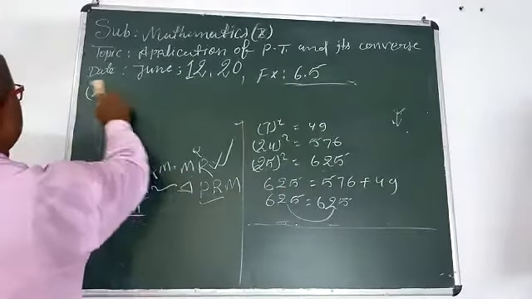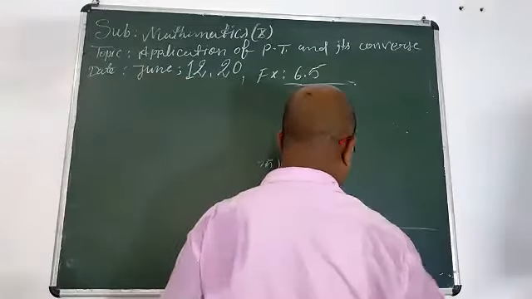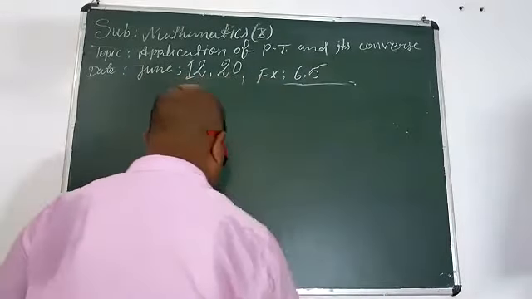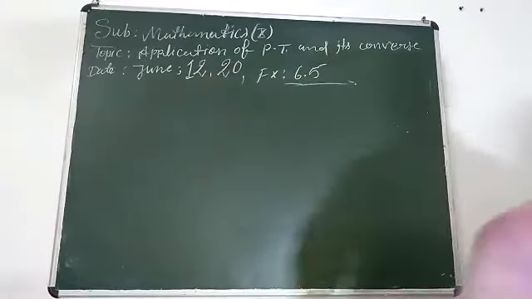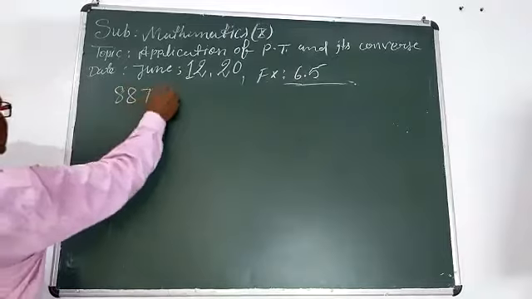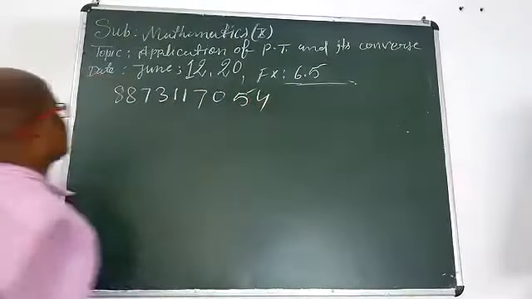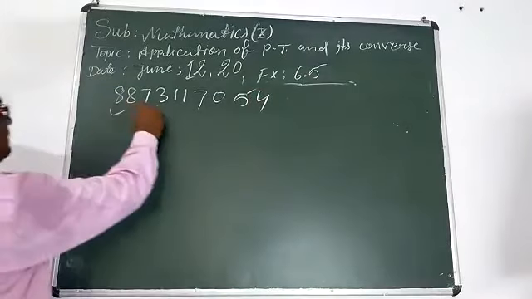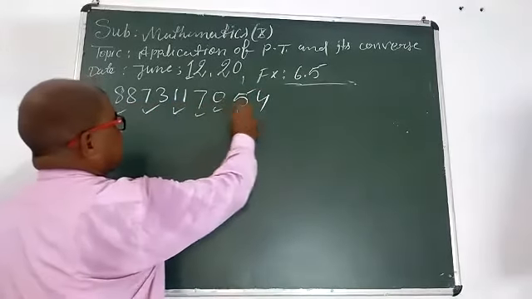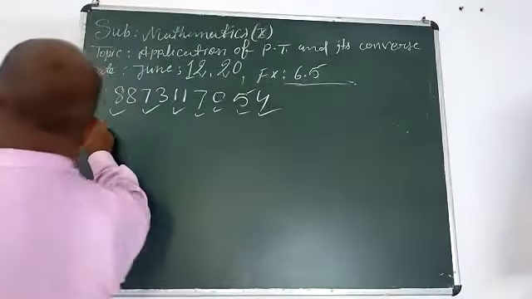You should do this sum in your homework. Today I am giving you my WhatsApp number. If you don't know, then write to my WhatsApp number: 8873117054. This is my WhatsApp number.